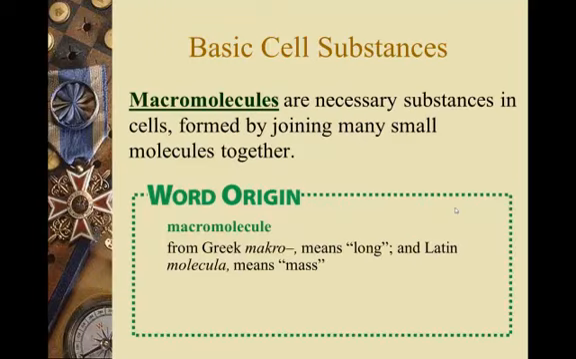This leads up to, remember, we have atoms. Atoms together, two or more of them, make a molecule. Now when you have a substance that is formed by taking a whole bunch of molecules and putting them together like in a chain, that is called a macromolecule. You do not need to know the word origin. It technically means long because it's a long chain of smaller molecules together. I look at it as macro. Macro is large. Micro is tiny, like a microscope. Microorganism. So macro is big.